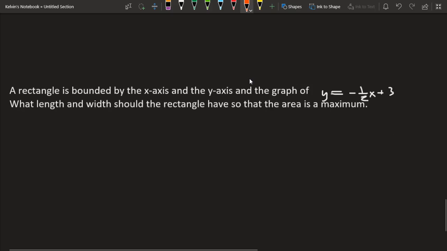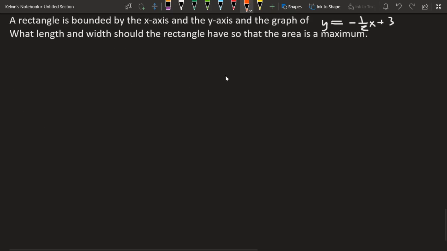Now, for our final example problem here, this one is a little harder than the rest. We have a rectangle bounded by the x-axis and the y-axis and the graph of y is equal to -1/2 x plus 3. What length and width should the rectangle have so that the area is a maximum? So, we know that there's a rectangle. It is bounded by the x-axis, y-axis, and this graph right here. And actually, I'm just going to do an arrow to it like that. And now we need to know what the length and width is so that the rectangle has a maximum area, like so.